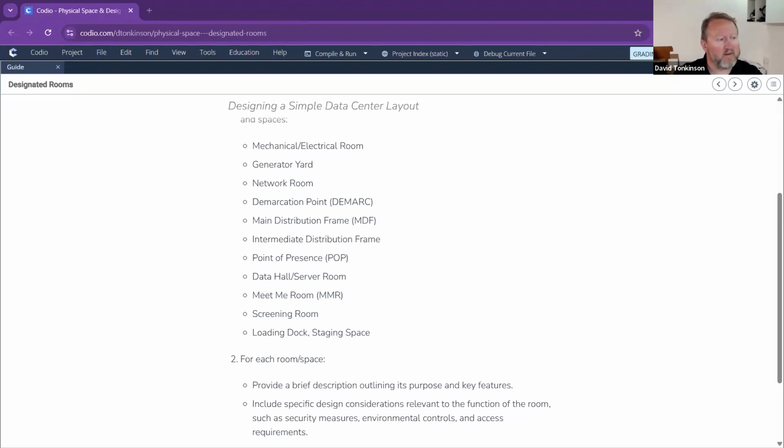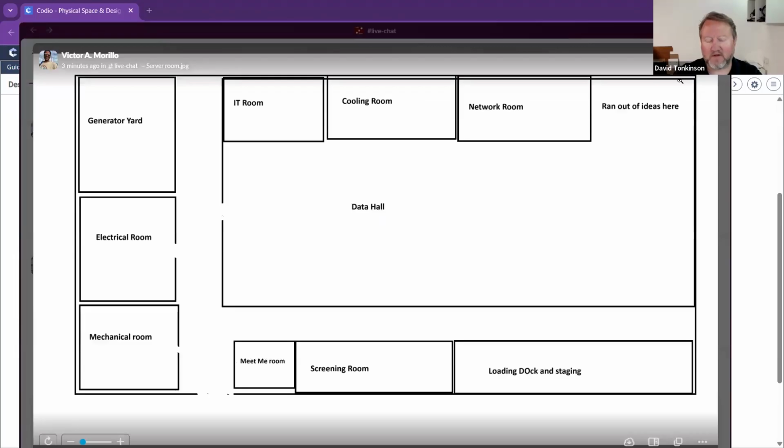But no matter how you drew it, there was a lovely one from, I can't remember who submitted this one. Oh, yeah, Victor. Victor basically ran out of ideas at the end. Well done. So he's got a generator yard with electric room, mechanical room, so it's electric and mechanical stuff next to the data hall, which is where we need it to be. Okay, it's near cooling and network rooms.